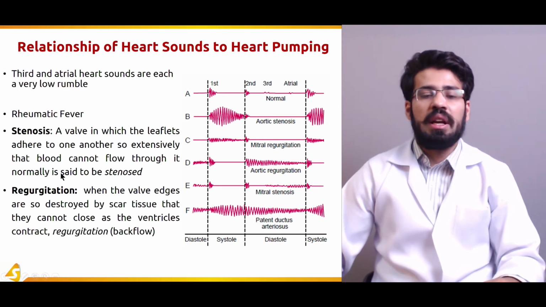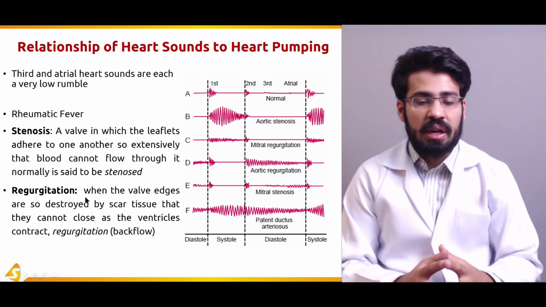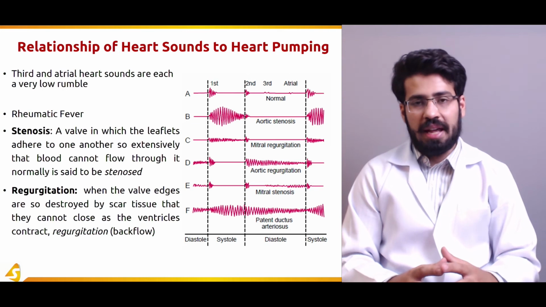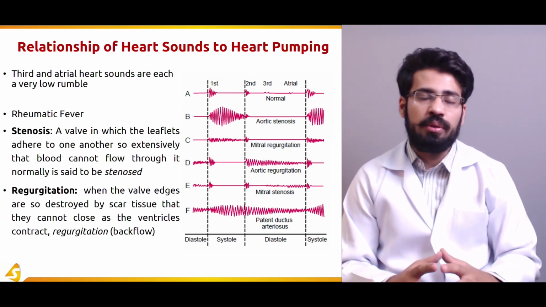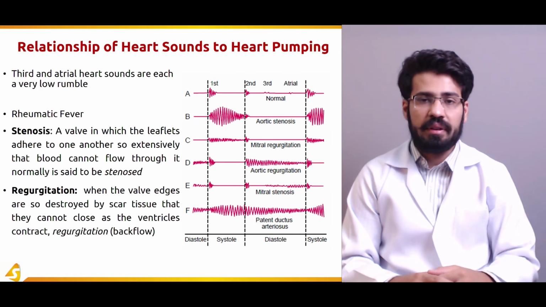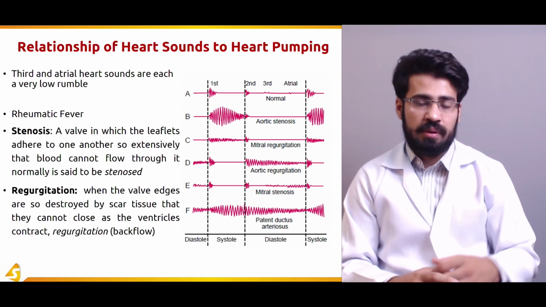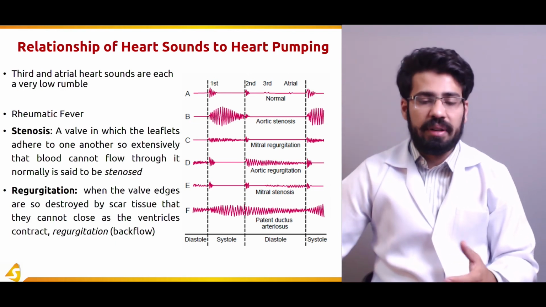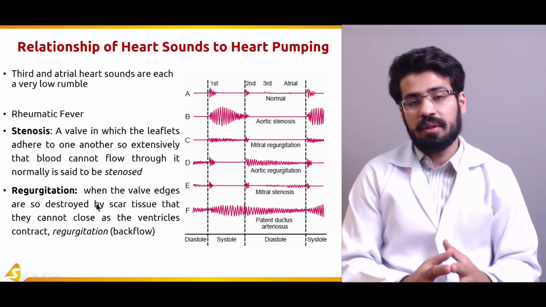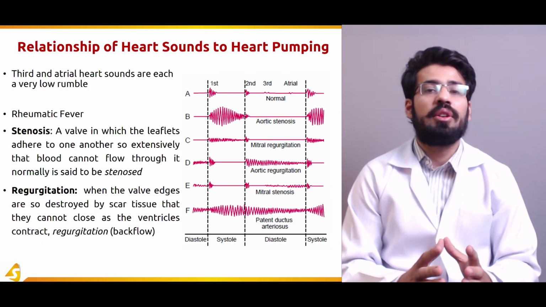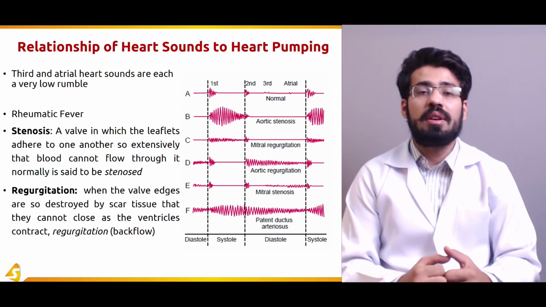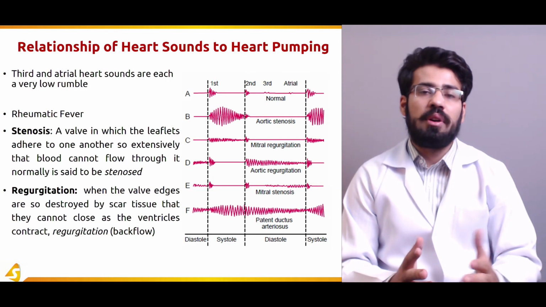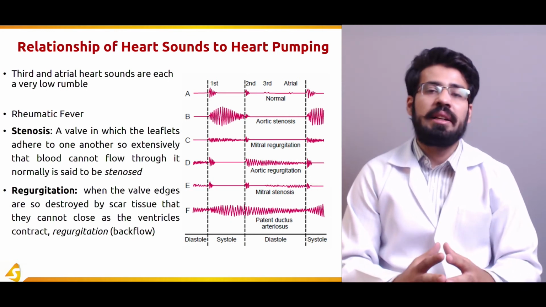Regurgitation is a condition where the edges of the valves are so much destroyed, and that destruction can be due to various factors. It can be due to rheumatic fever, scar tissue, inflammation, endocarditis, or any other complication, so that the valves do not close properly. And this causes the function of the valve to be lost when the valves are not closing properly, and this can occur due to various reasons.